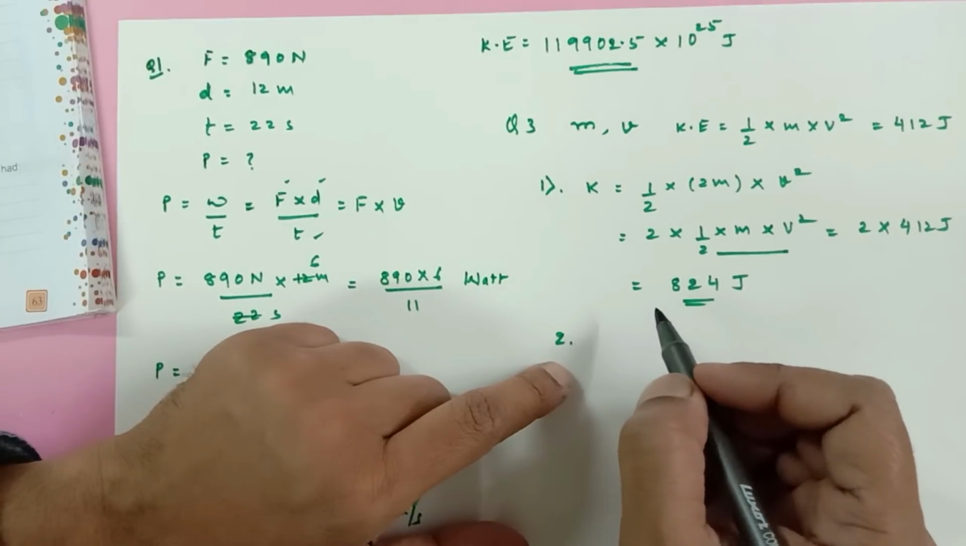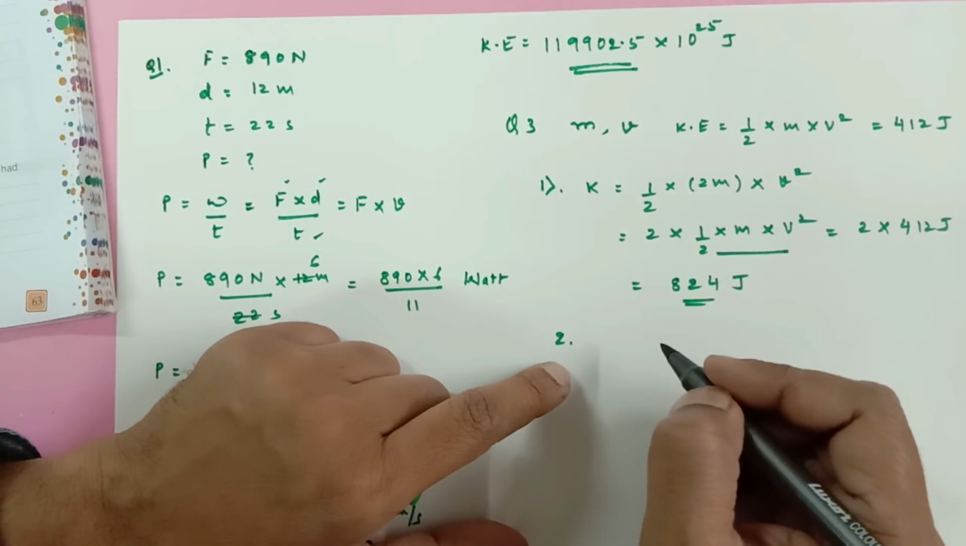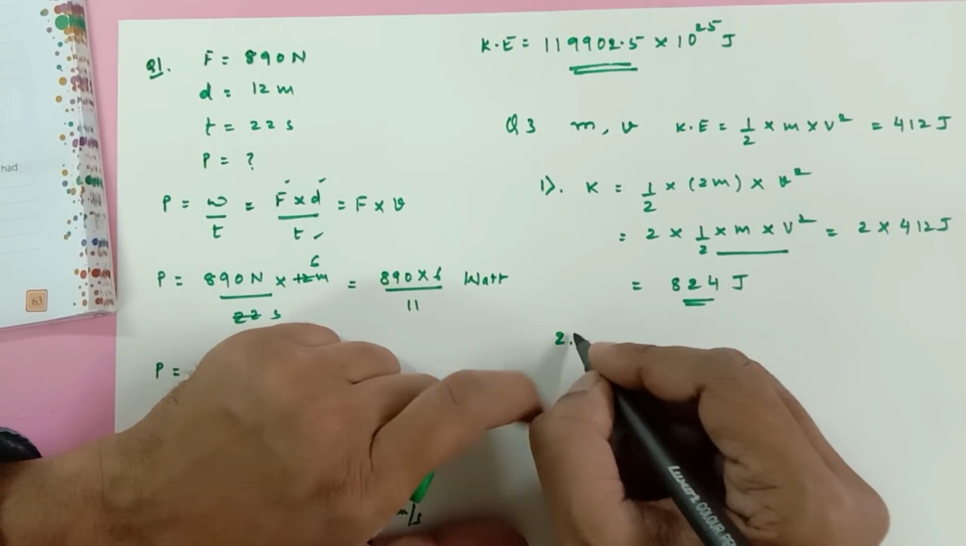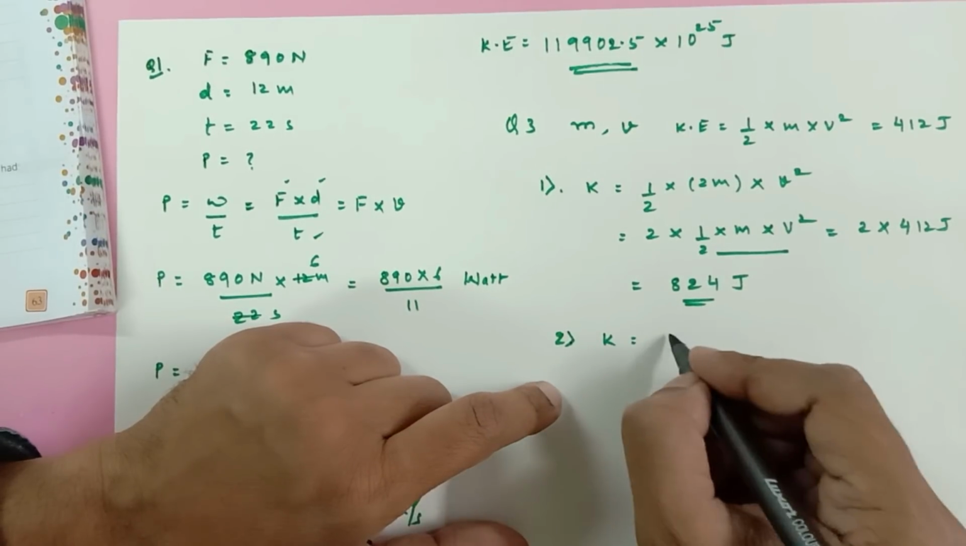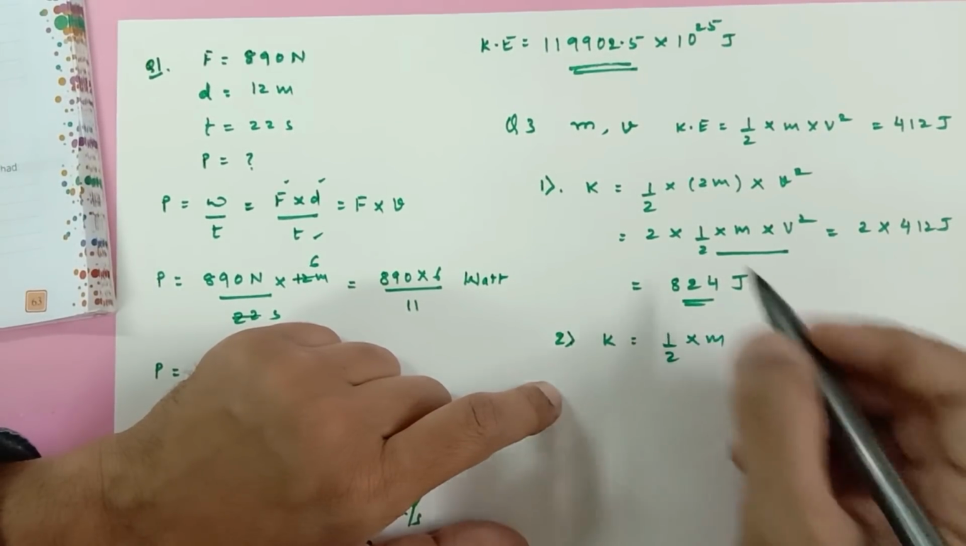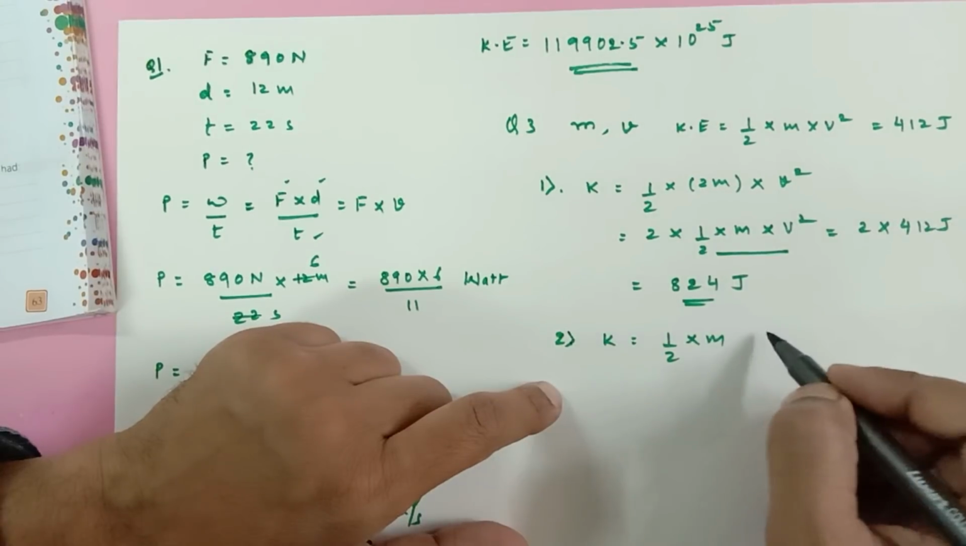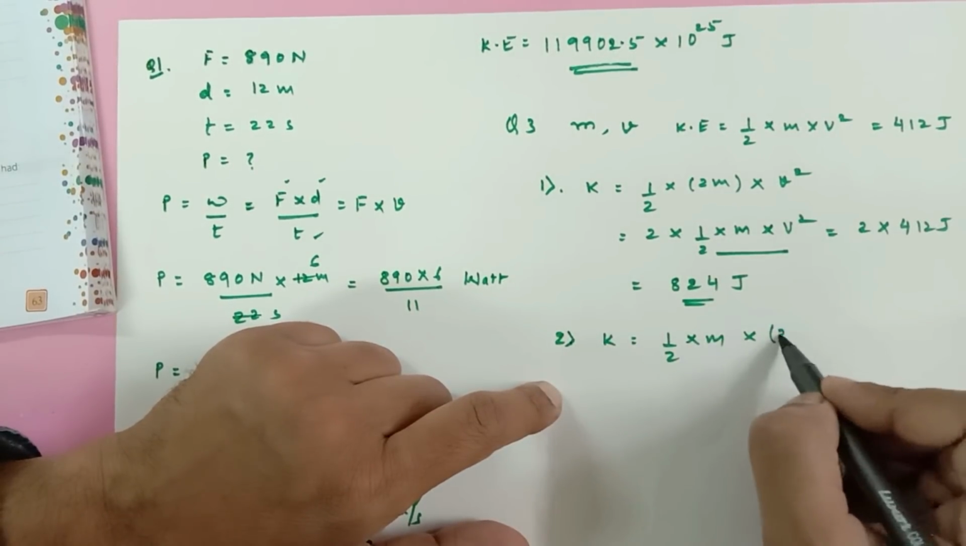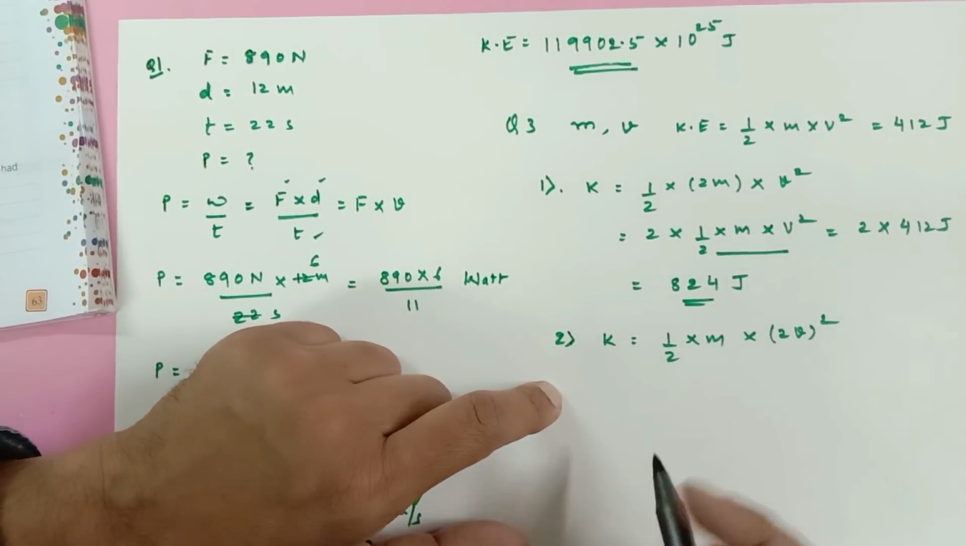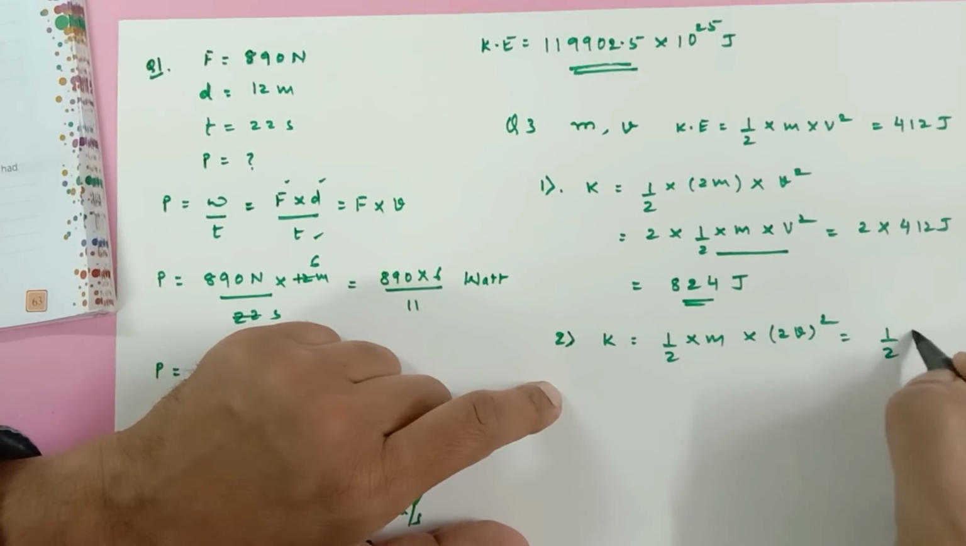Now they are telling us the new kinetic energy if the mass remains as it is. So instead of m, it will be m, but instead of v, it will be twice v, and the whole square. So it will be half into m into 4v square.